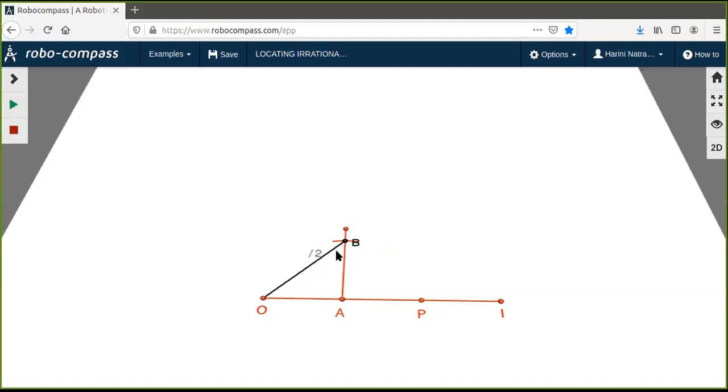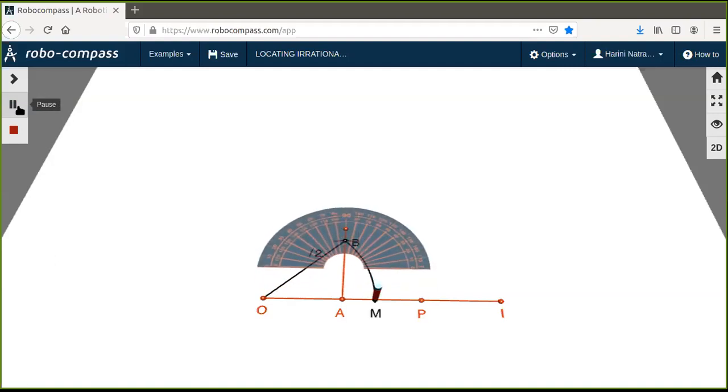Now this OB is what you have to project and bring it on the number line. This is what we have done in the previous method also. So this step, it should be easy for you to do. So with OB as radius and O as center, I have brought down that arc to the number line. And the point of intersection has to be marked. Now we'll call it with some alphabet, say M.